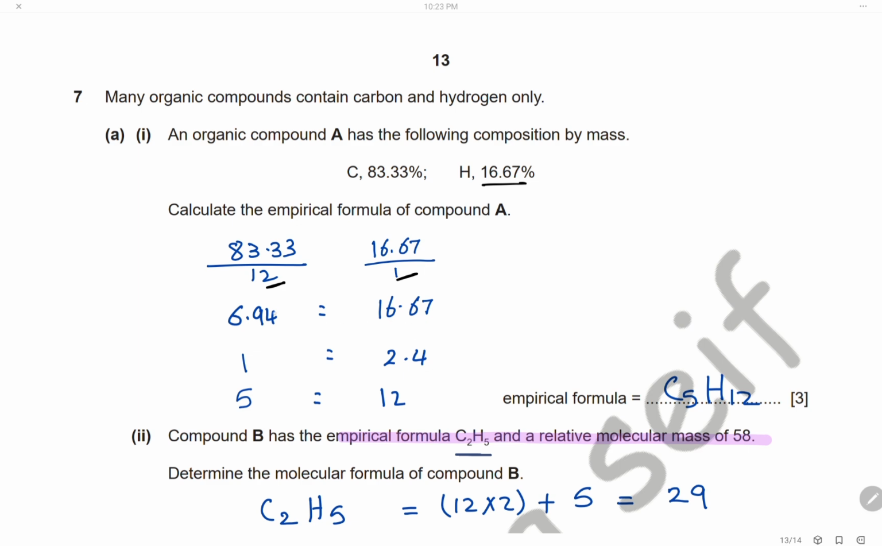We will divide by the smallest number, which is 6.94, so the ratio will be 1 to 2.4. To get a whole number ratio, we will multiply by 5 to convert 2.4 into 12, so the ratio will be 5 to 12. That means we have 5 carbon and 12 hydrogens.